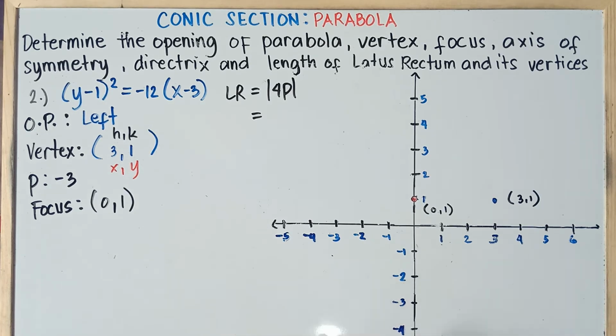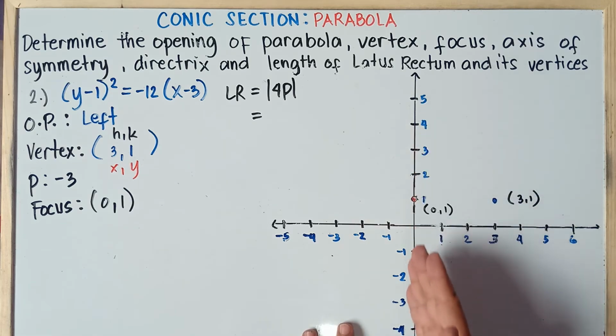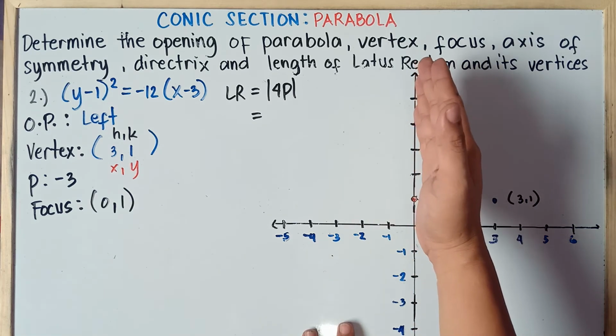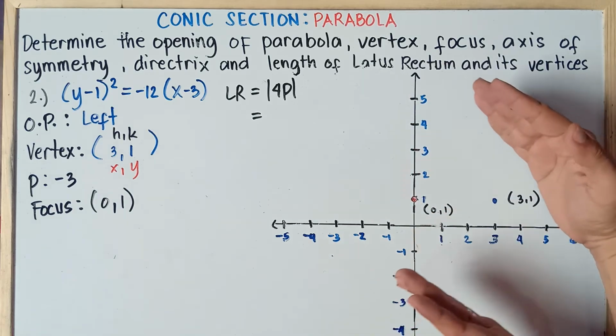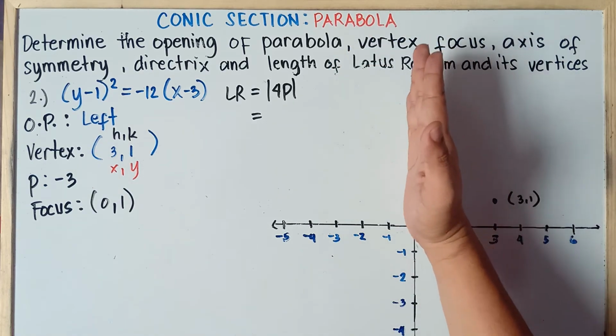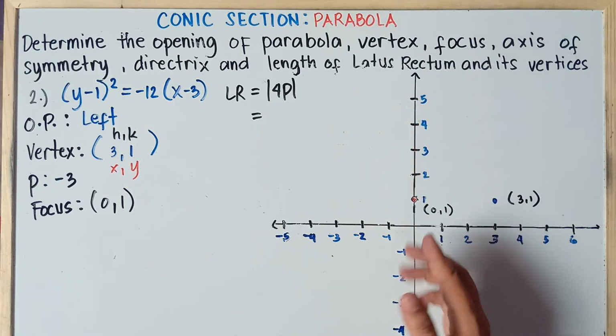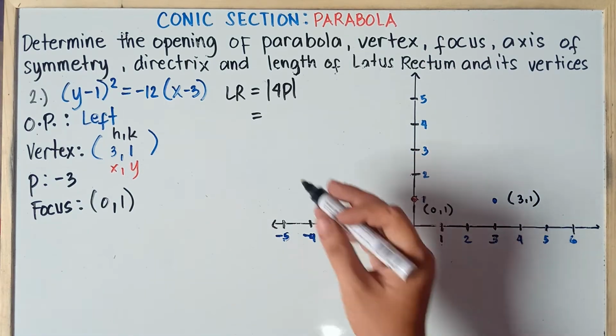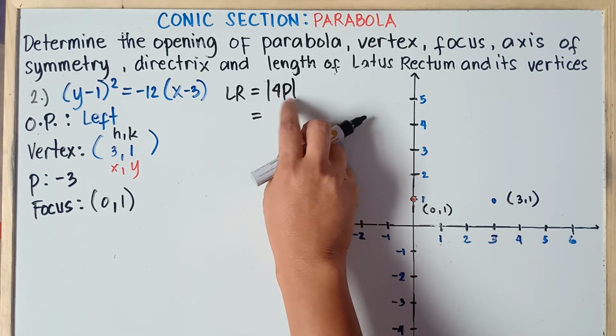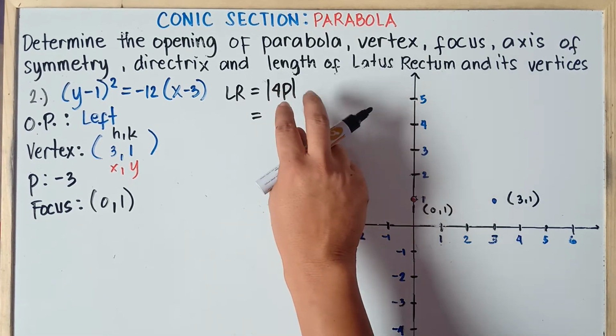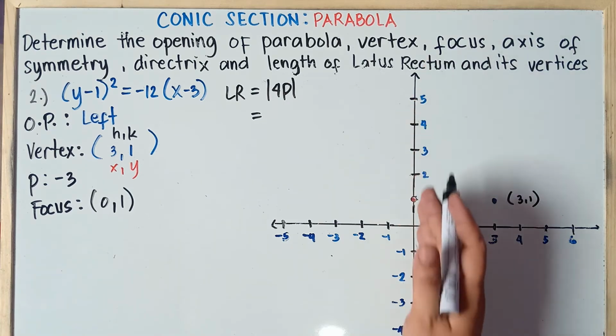Now, sir, what is a latus rectum? A latus rectum, class, is actually a line segment that passes through the focus. Okay, so this will be our focus and our parabola opens to the left. So our latus rectum, class, will be here. And it is a line segment that will pass through this focus. Alright, and in the formula, there will be absolute value for P. It's always positive because we are referring to the length.